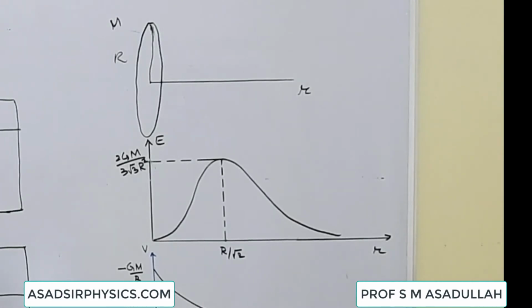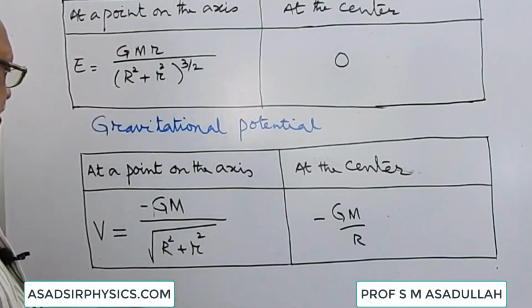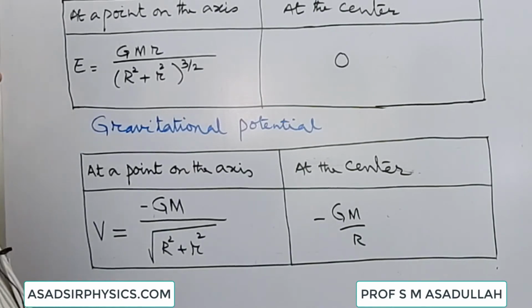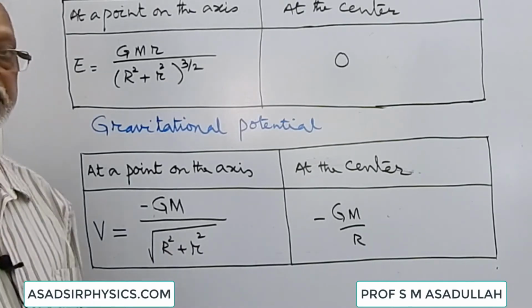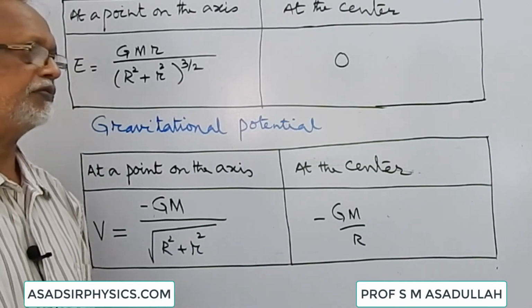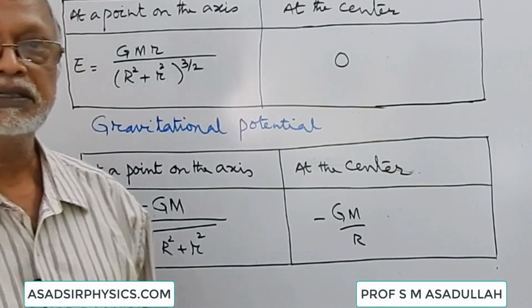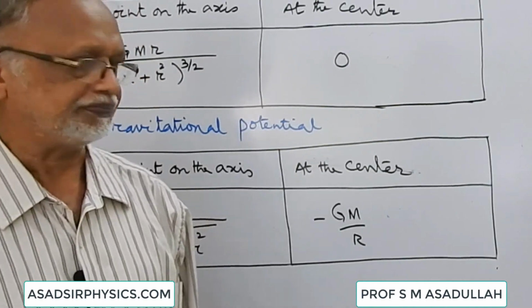Now let us consider the gravitational potential. The gravitational potential at any point on the axis is given by the formula V equals minus GM by under root capital R square plus small r square. If we consider very large distances as before, small r very much greater than capital R, capital R can be neglected. Under root small r square will become r, so it will be minus GM by small r. That means here also, as far as potential is concerned, the ring is behaving as a point mass.